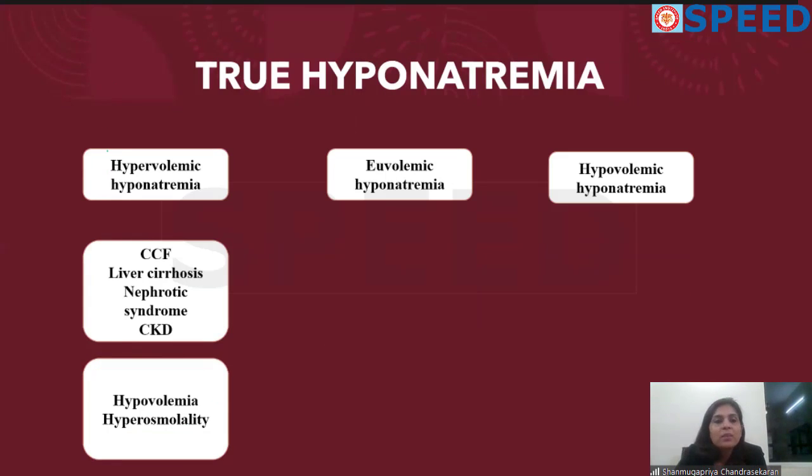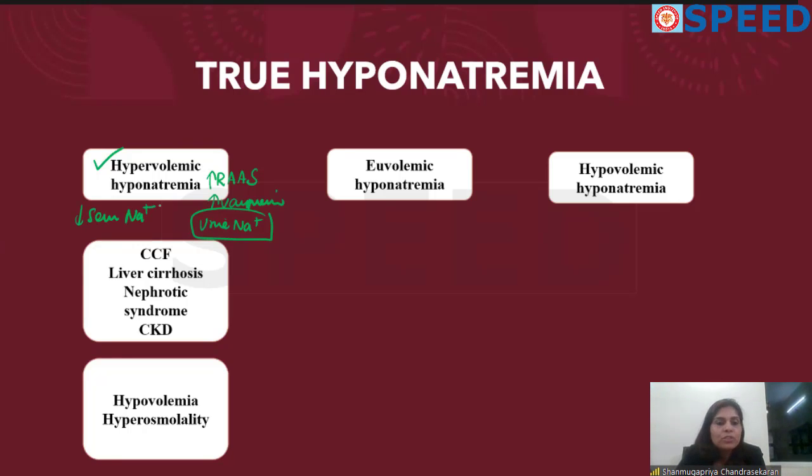So now do you understand why there is hypervolemic hyponatremia? This hypervolemic hyponatremia is mainly because of an increase in the renin, angiotensin, aldosterone system, and because of an increase in vasopressin. This causes a reduction in serum sodium. And in all these conditions, can you tell me about urine sodium?